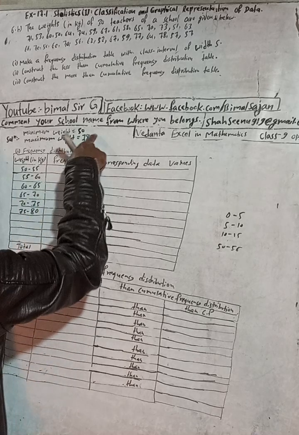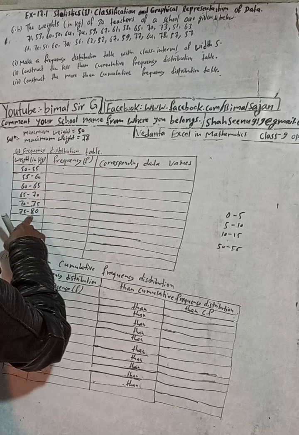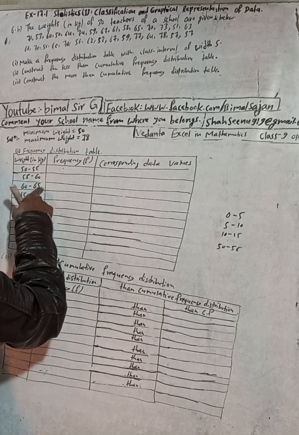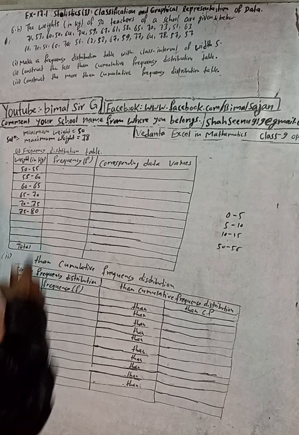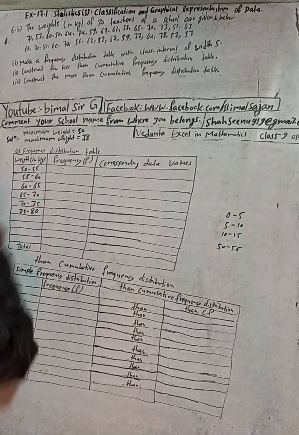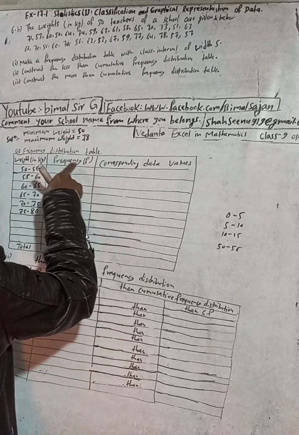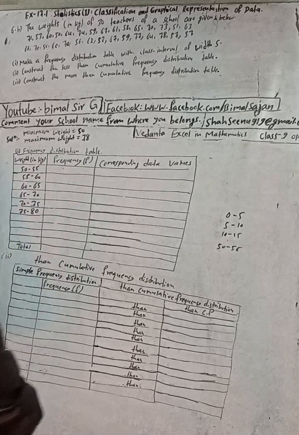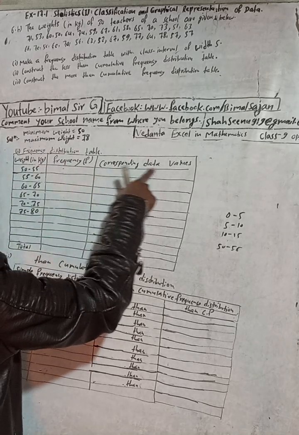See, this is up to here, which comes under 80. So we can make only 6 intervals here, because 78 is the highest and 78 falls between 75 and 80. Now corresponding to that, this is the frequency, or we can write the number of students, and these are the corresponding data values.